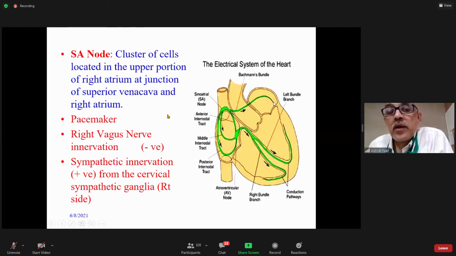The SA node is located on the upper portion of the right atrium, at the junction between the superior vena cava and the right atrium. It's a cluster of cells. So we normally call the SA node the pacemaker of the heart. It is supplied by both parasympathetic and sympathetic innervations. Parasympathetic innervations are inhibitory, which we already saw last class, and sympathetic innervations are excitatory.